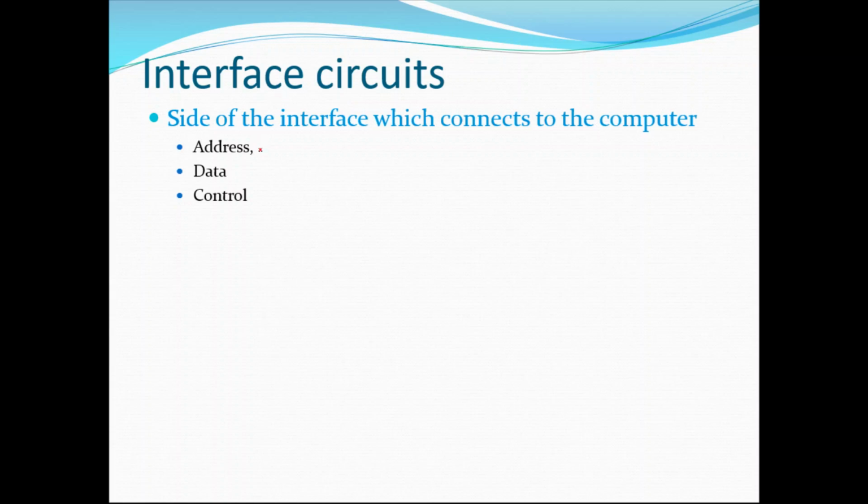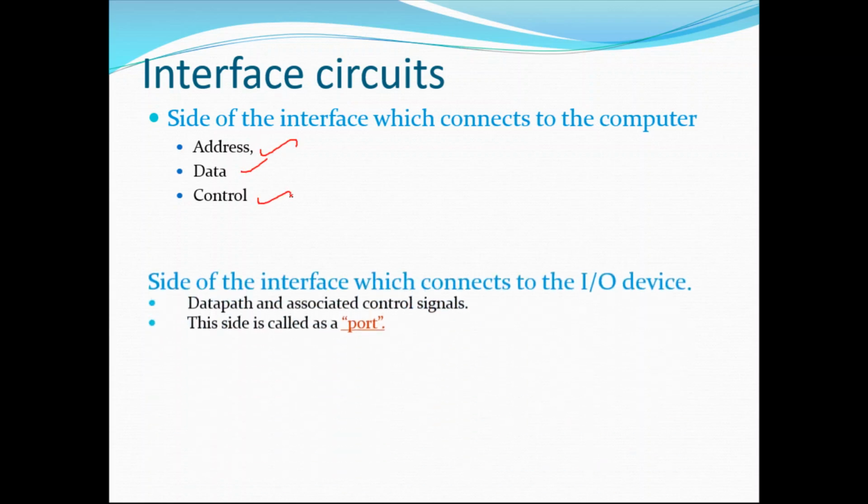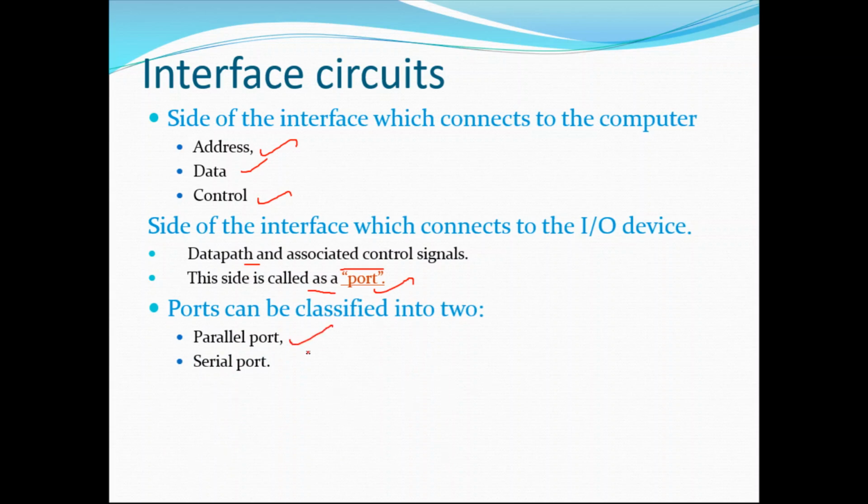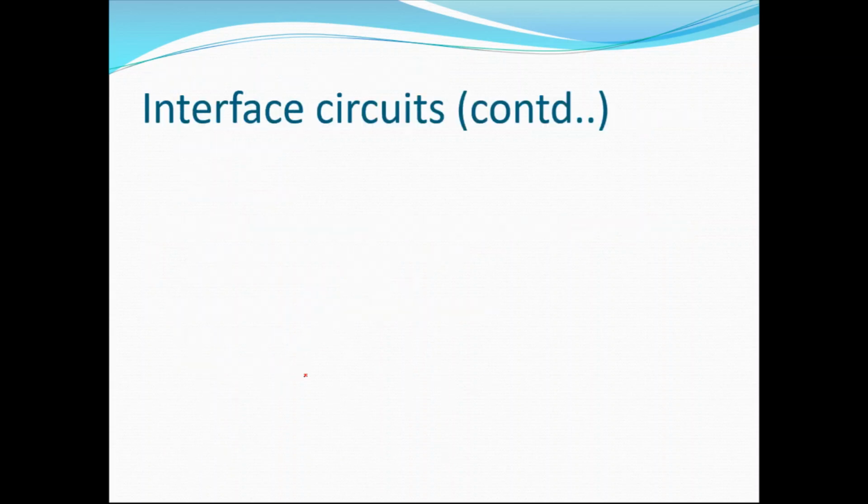At the computer end, it has three buses: address bus, data bus, and control bus. And at the IO device end, it has some data path and associated control signals. This end is called a port. We have two types of port: parallel port and serial port. You know what a serial port and a parallel port are.